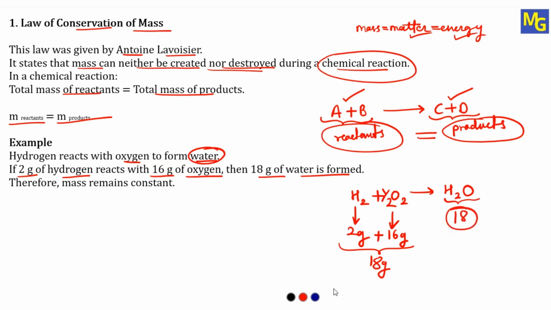Yes, and it will be 18. You can see here. What is the mass of hydrogen? It is 1, but there are 2 hydrogens, so total will be 2. Plus, what is the mass of oxygen? It is 16. So total will be how much? 18.